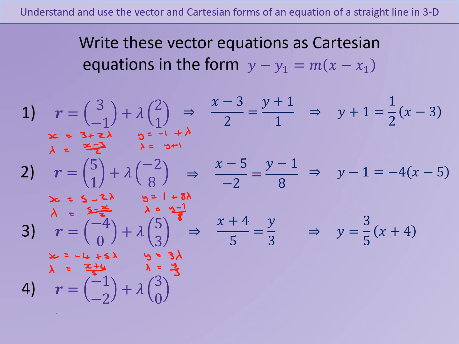And for the 4th one, the x component is -1 + 3λ, but we can see the y component is just -2. There is no lambda component here. So for this one, we have that lambda can be written as (x + 1)/3, and also that y + 2 is equal to 0. In this case, the most appropriate way of writing the equation is that y is always -2. x can be any value depending on what value lambda takes, but because y is always -2, this represents the horizontal line y = -2.